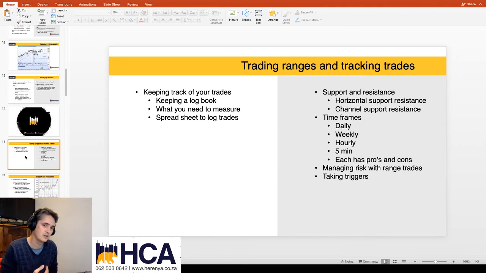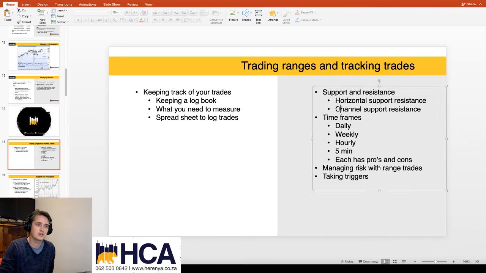Ultimately, the idea is to understand how to trade trading ranges, when the price of a security ranges between two prices. There are opportunities for us to take trades either long or short in those trading ranges, and in order to do that we have to first understand support and resistance. So we're going to be looking at support and resistance.